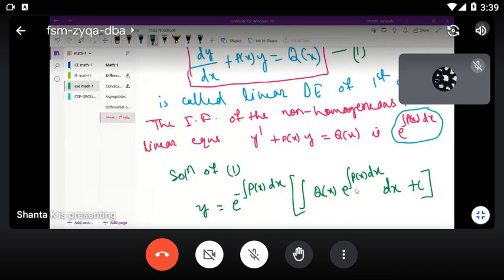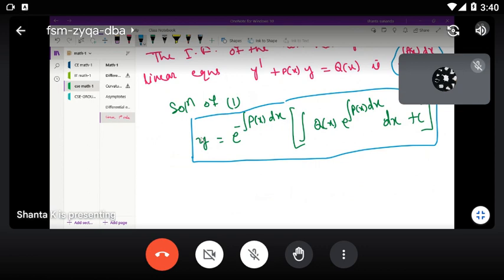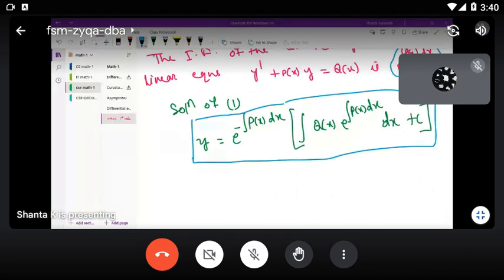So here this constant is also inside the bracket. This is the solution. That is the integrating factor, and this is the solution. If you want, you can find the integrating factor, or you can directly put it in the solution. Let's see one simple example here.